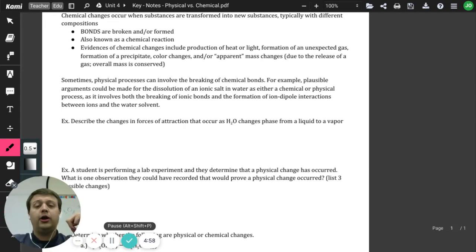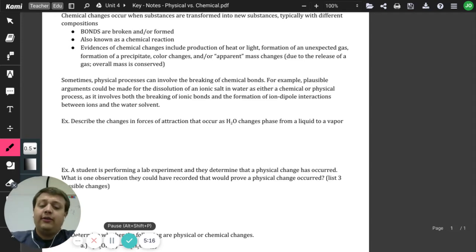But for the most part, if we're talking about a physical process, we're going to see that actually being a physical change. All right. So the rest of this is going to be me trying to let you see how AP chemistry is going to ask questions about this. Okay. So let's take a look at this.